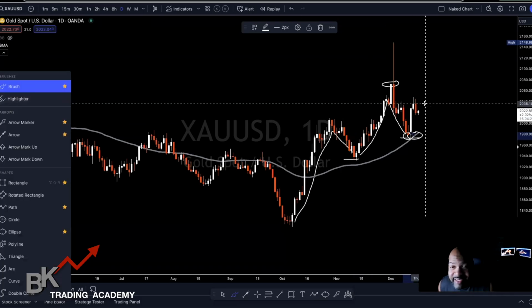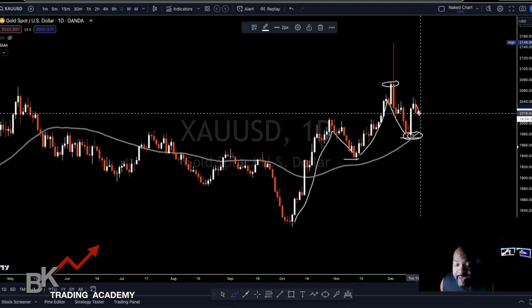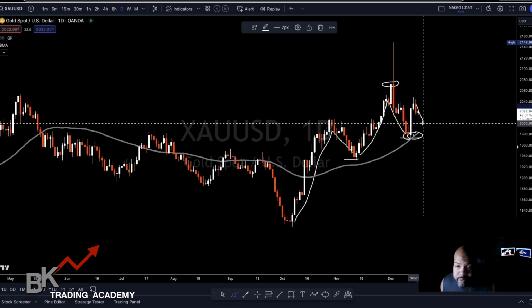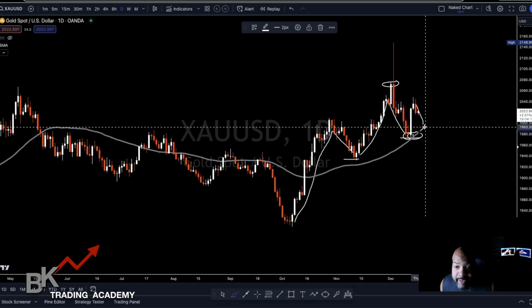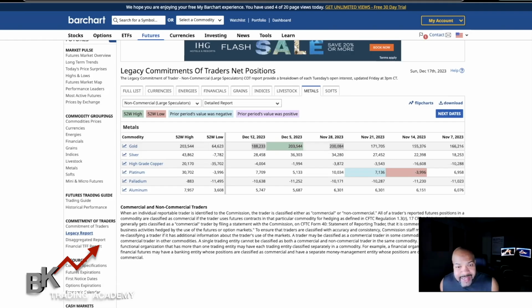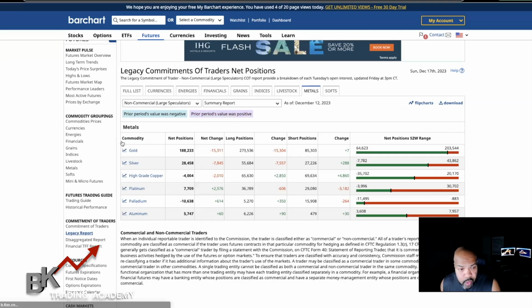So they're exiting their long positions. And I can almost certainly say that price should pull back at least to the 50 MA, but we'll see. We're going to take this day to day. We're looking at the daily time frame. Let's look at the summary report of gold.